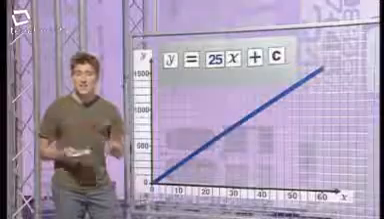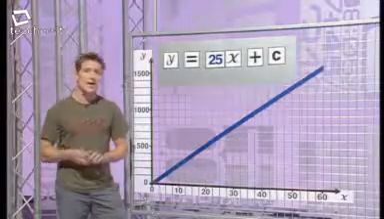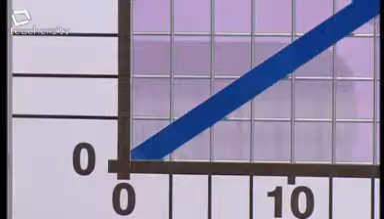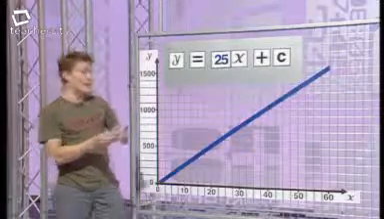But what about c? Remember, the c is the value of y when x is 0. It's where the line crosses the vertical y-axis. And for this line, that's at the origin. Here, y equals 0. That means that c also equals 0. So we can stick that in as well.